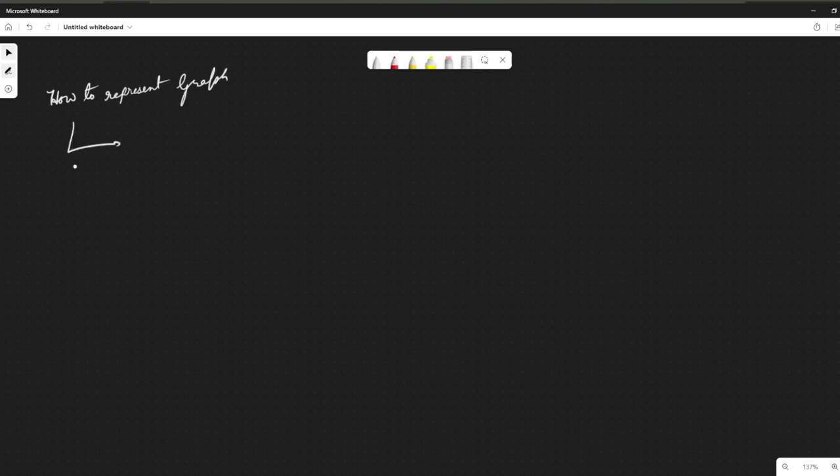So there are two methods to represent a graph. First one is adjacency matrix, another one is adjacency list. So let's talk about adjacency matrix.